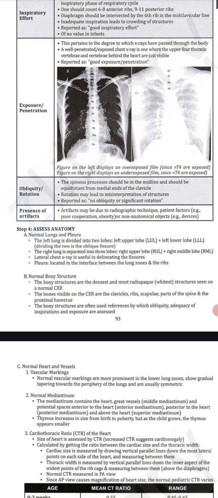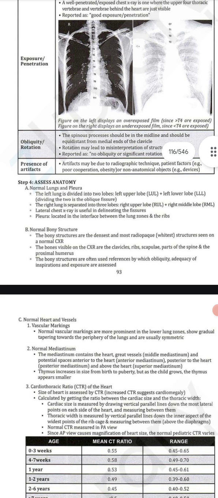Let us look at the anatomy. Normal lungs and pleura. The left lung is divided into two lobes, the left upper lobe and the left lower lobe. Dividing the two is the oblique fissure. The right lung is separated into three lobes: the right upper lobe, right middle lobe, and right lower lobe.